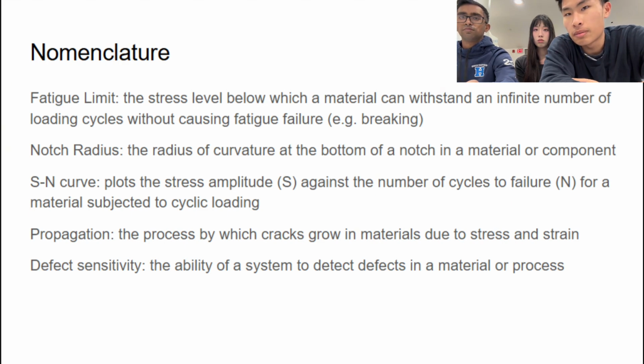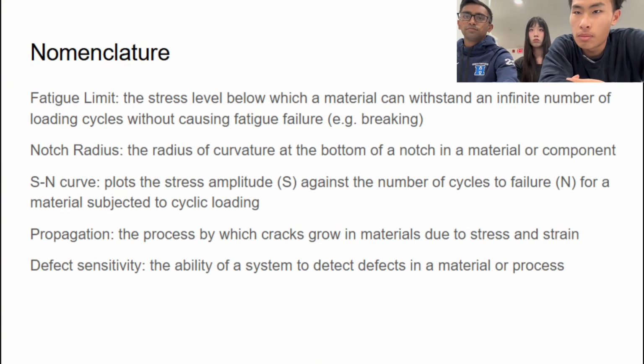S-N curves plot the stress amplitude, defined as S, against the number of cycles, defined as N, to failure for a material subjected to cyclic loading. Propagation is the process by which cracks grow in materials due to stress and strain. And defect sensitivity is the ability of a system to detect defects in a material or process.